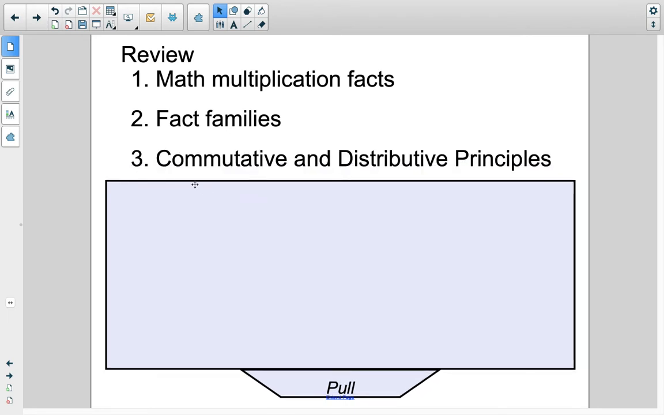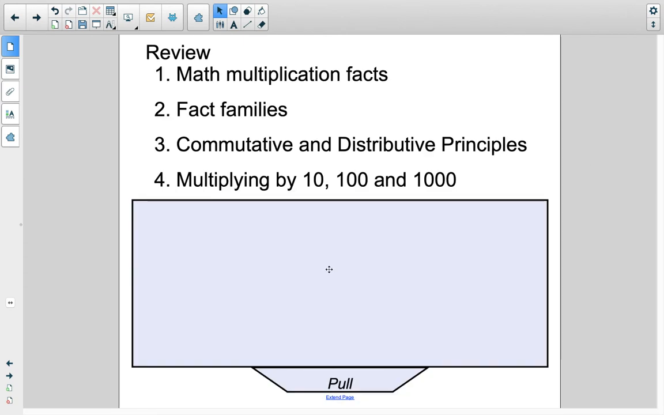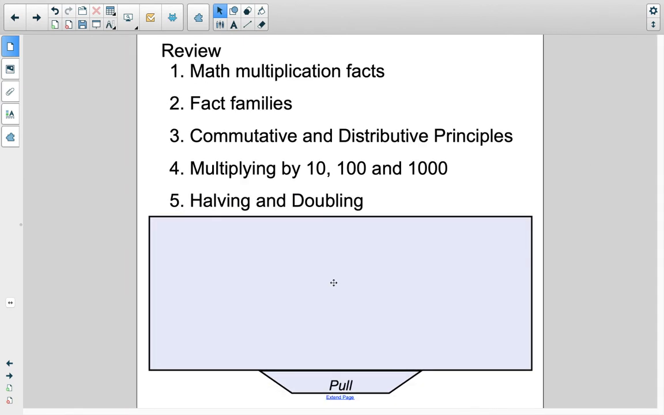We talked about these two big words, commutative and distributive principles, which are basically the idea that 3 times 2 equals 6, which is the same as 2 times 3. And you can also break up larger numbers, like, for example, 13 times 4 can be written as 10 times 4 and 3 times 4, and you take those answers and add them together, and you get the same answer as 13 times 4. And then the fourth thing we did is we multiplied by 10, 100, and 1,000. And then we looked at halving and doubling the other day.